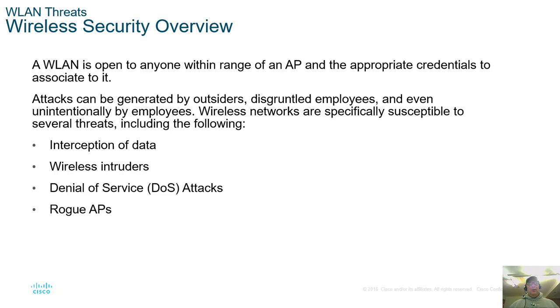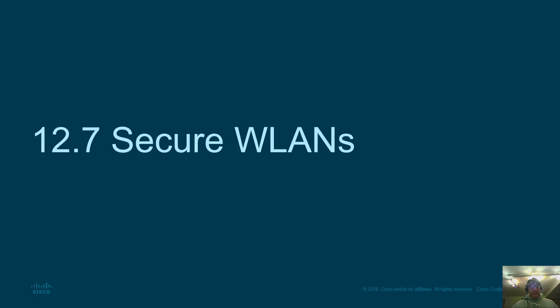Denial of service attacks are always very annoying when you can't get on a wireless network when you want to. Rogue access points: people putting up their own access points and pretending that they are legitimate devices so that they can steal your information. That's all bad stuff.